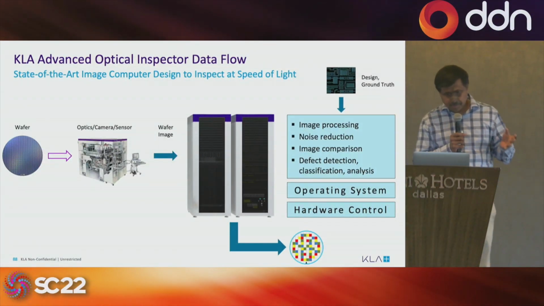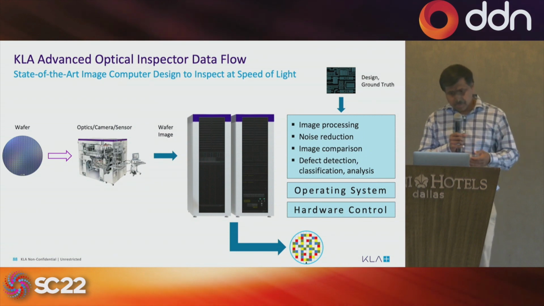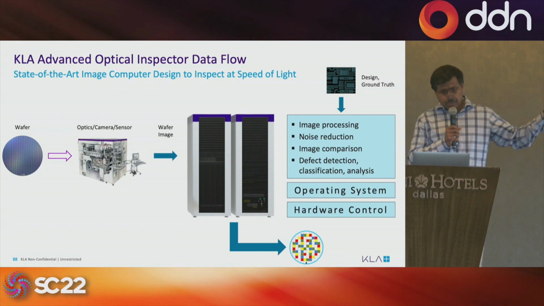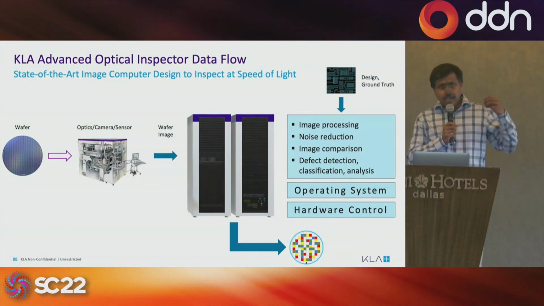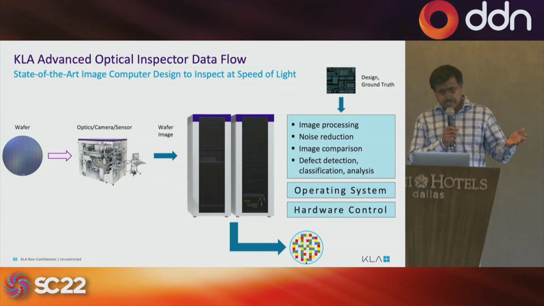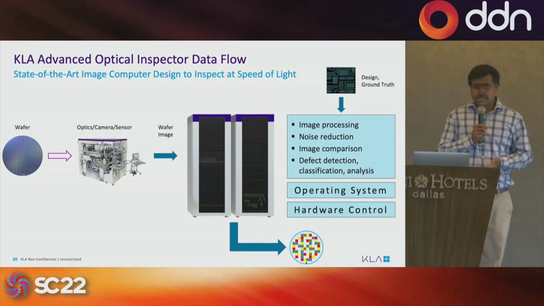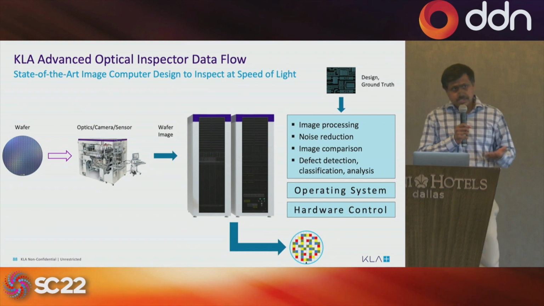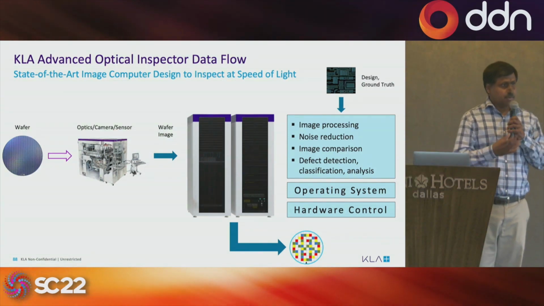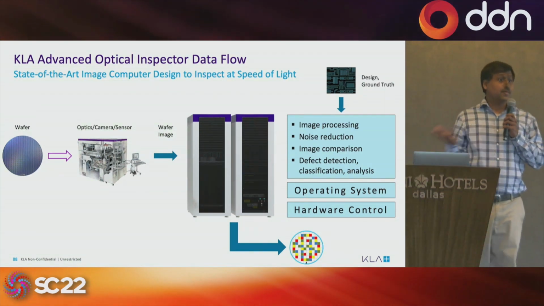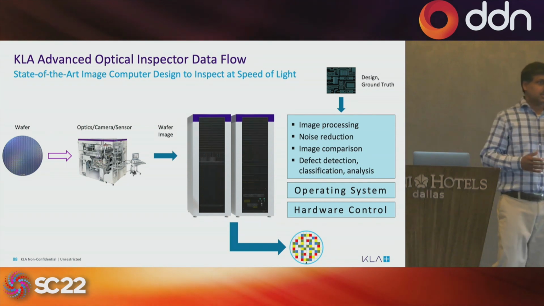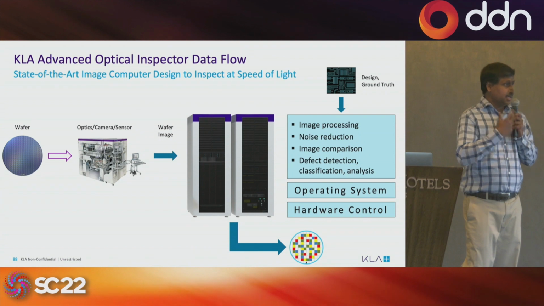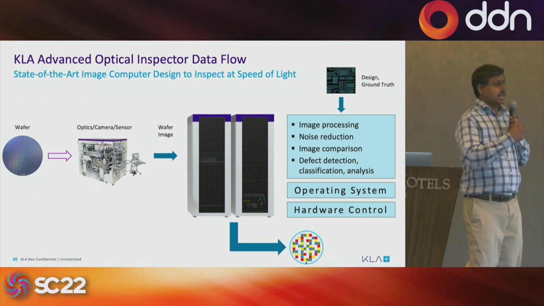Showing the same thing in a data flow kind of view. This is how it looks like. You get the wafer, you go through the optics, camera, and sensor, and you start getting the wafer images, and then you start processing that on the HPC cluster. It's a standard Linux cluster, the way we build. I heard this is a 40-year-old company. I heard stories that in the past they used to make custom ASICs for doing this processing.